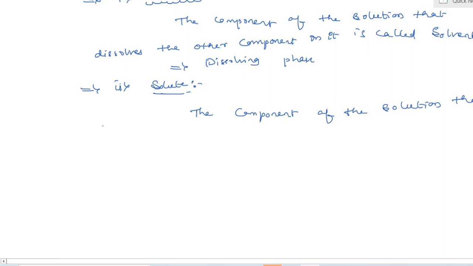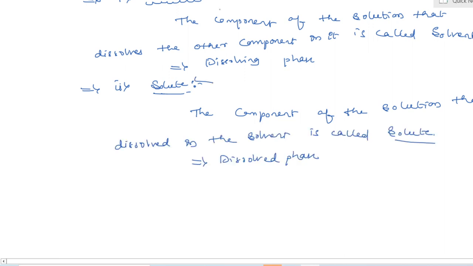Yes, it means the component of the solution that dissolves in the solvent. Dissolved particles are termed as what? A solute. A dissolving phase is termed as what? A solvent. Yes. Let us see once again.